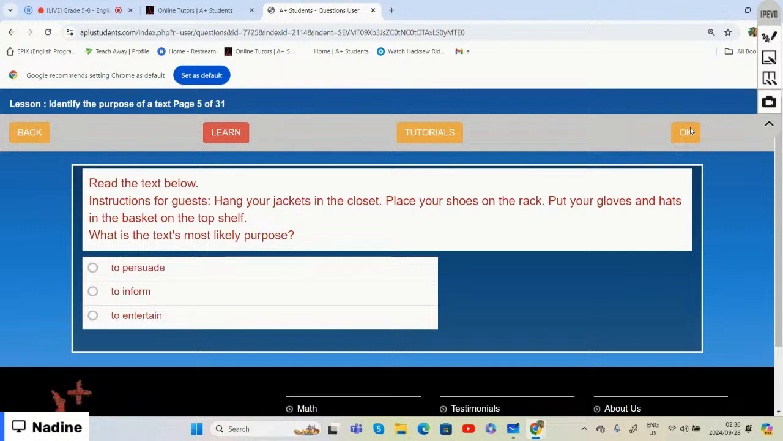The next one says instructions for guests. Hang your jacket in the closet. Place your shoes on the rack. Put your gloves and hats in the basket on the shelf. So is that to persuade, to inform, or to entertain?